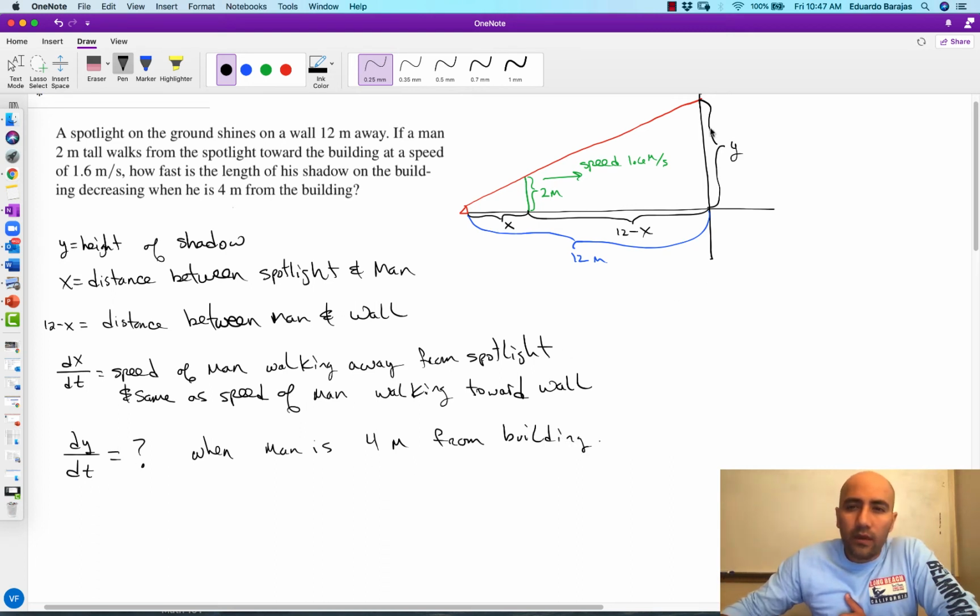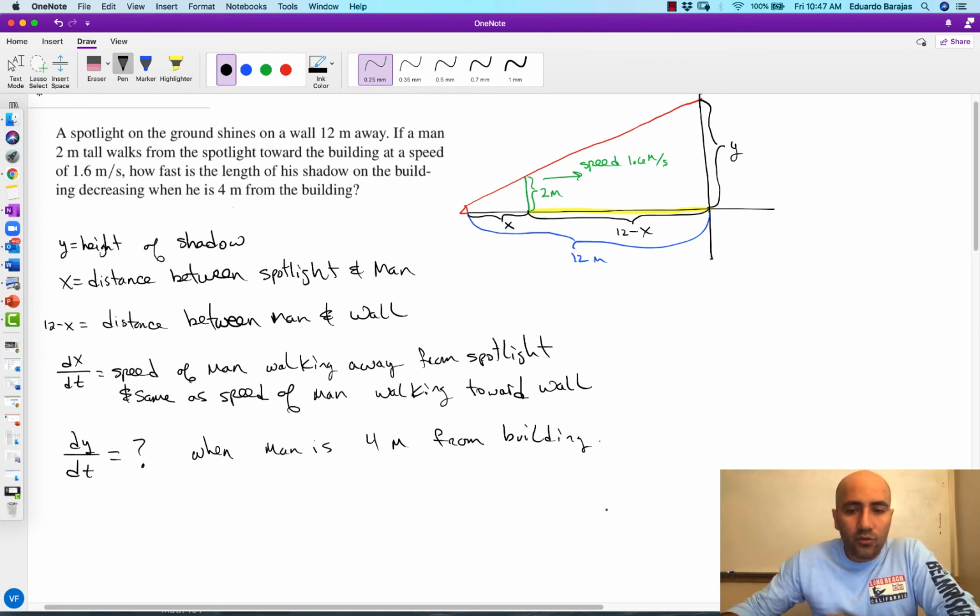And note that we're expecting y to be getting smaller and smaller, so we're expecting this value to be negative. That could be one quick little check to make sure that we're doing things well. Also, when the man is 4 meters away from the building, keeping in mind that the whole distance is 12, at that point he would be 8 meters away from the spotlight, right?